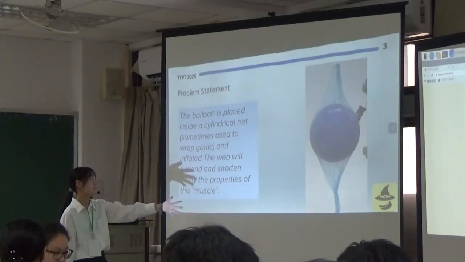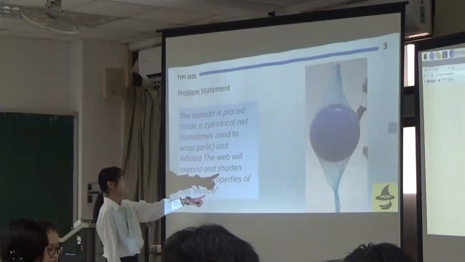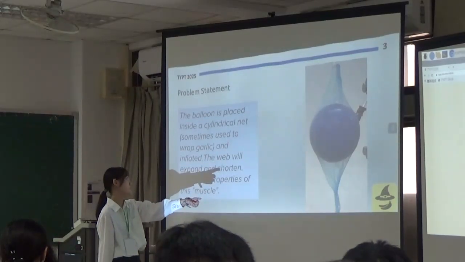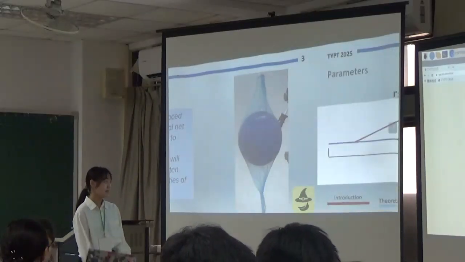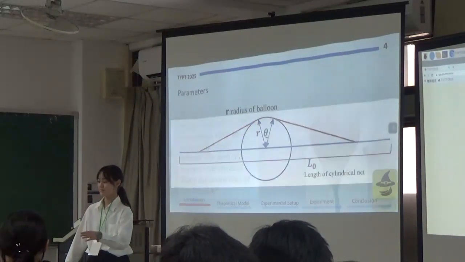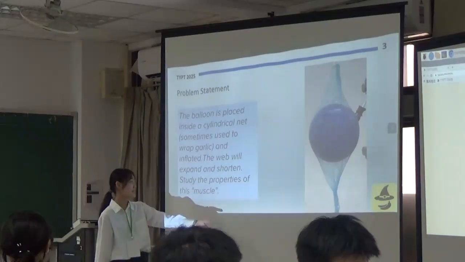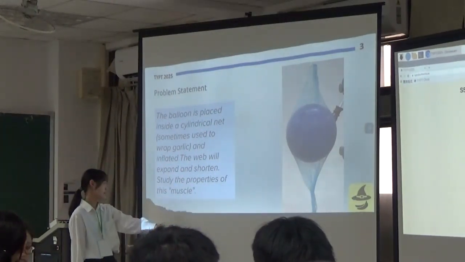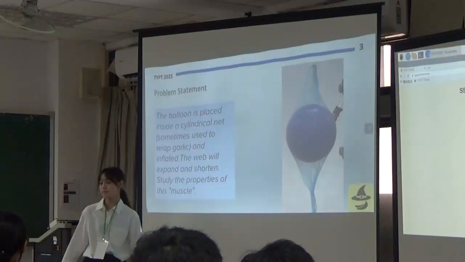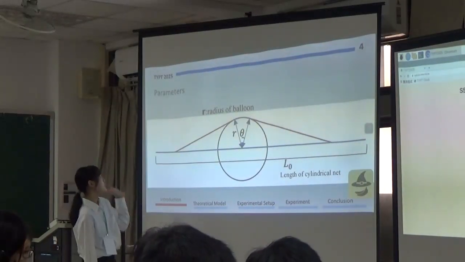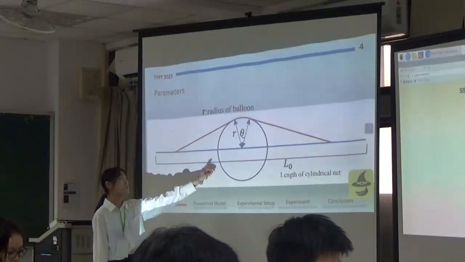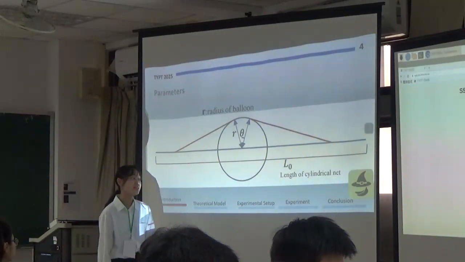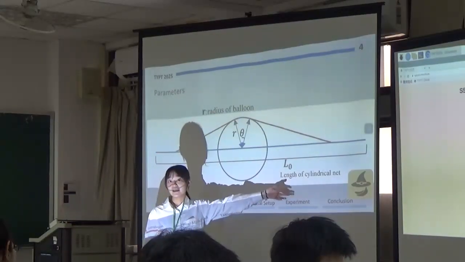This is the problem statement. The balloon is placed inside a cylindrical net, sometimes used to wrap garlic, and inflated. The net will expand and shorten, studying the properties of this muscle. So these are the parameters that will be used later. R stands for radius of balloon, and length is length of cylindrical net.